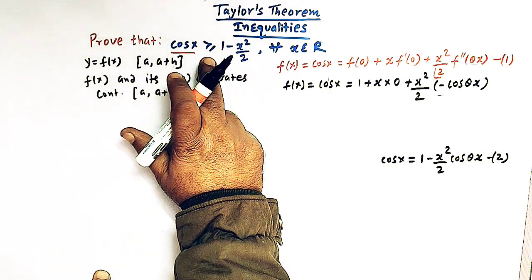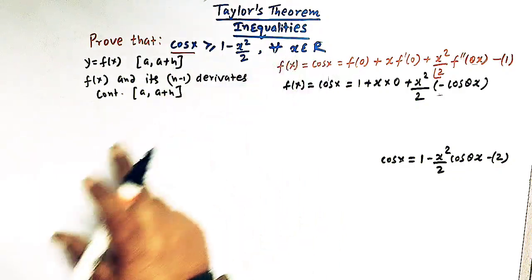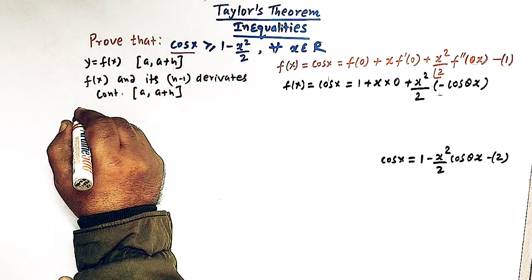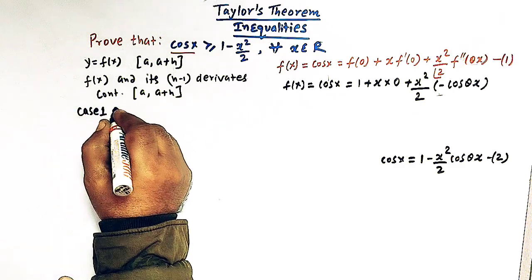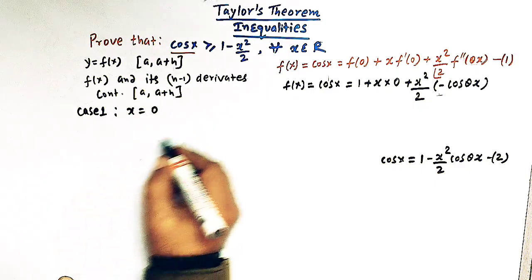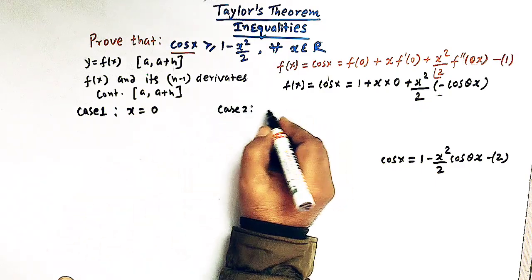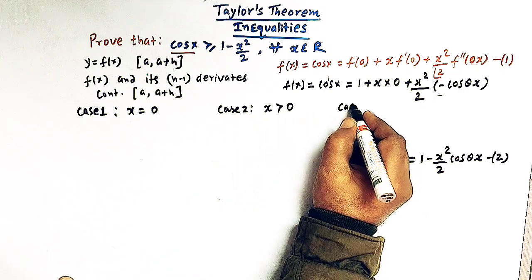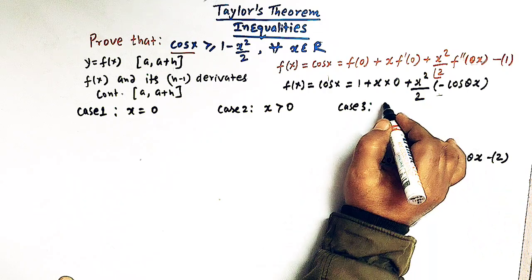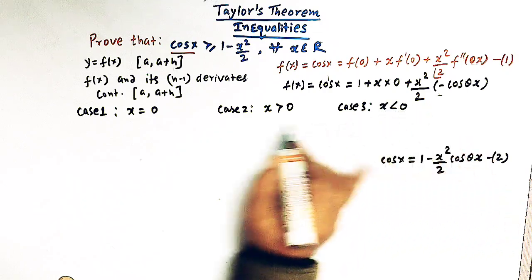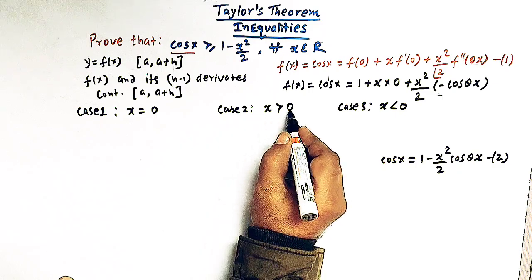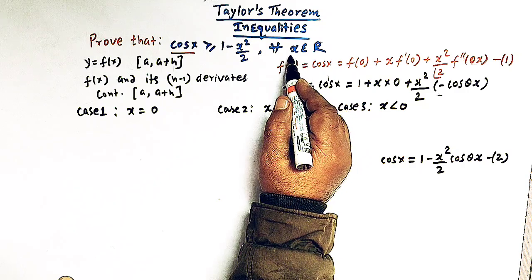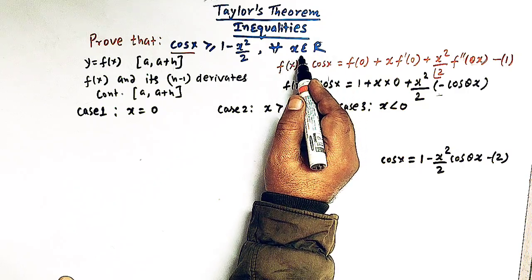So now, in order to prove this inequality for all x belonging to the set of real numbers, let us form three cases. Case 1 includes only x is equal to 0, right? And case 2 can be taken for all x greater than 0. And case 3 can be taken for all x which are less than 0. So when we take x is equal to 0, x greater than 0, and x less than 0, then we can take care of the entire real number line, right?